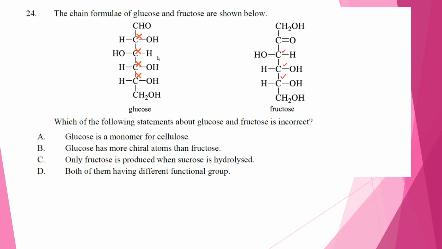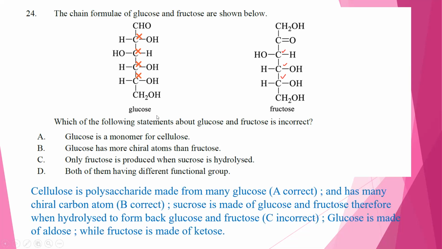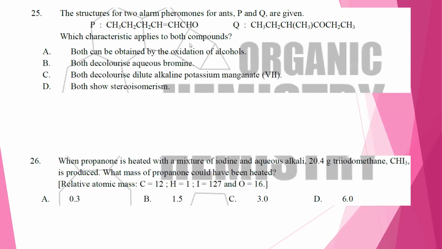And then C, only fructose is produced when sucrose is hydrolyzed, which is true. And then D, both of them have different functional groups. Technically, yes, because aldehyde is aldehyde, ketone is ketone. So the best answer in here will be C. Okay, so that is how you are going to answer question number 24. Okay, let's continue. Number 25, the structures of two alarm pheromones P and Q are given below.